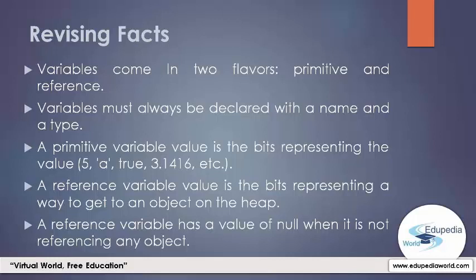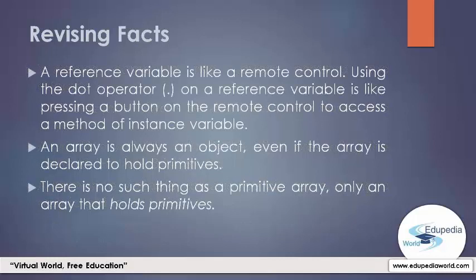Now the next point is a reference variable has a value of null when it is not referencing any object. But later you can assign another new object to the same reference variable that has the null value. In the previous episode, we metaphorically said the reference variable is like a remote control. Using the dot operator on a reference variable is like pressing a button on the remote control. If the methods and instance variables have an accessible access modifier, we can access them using this dot operator.